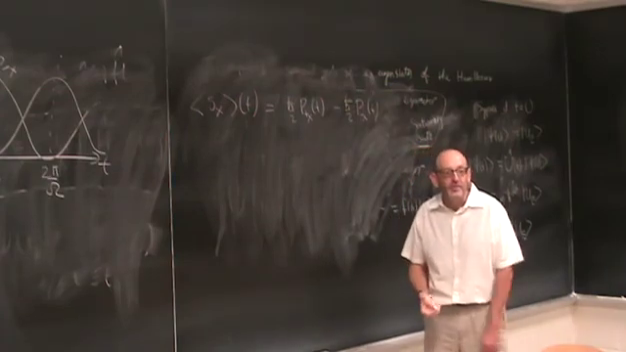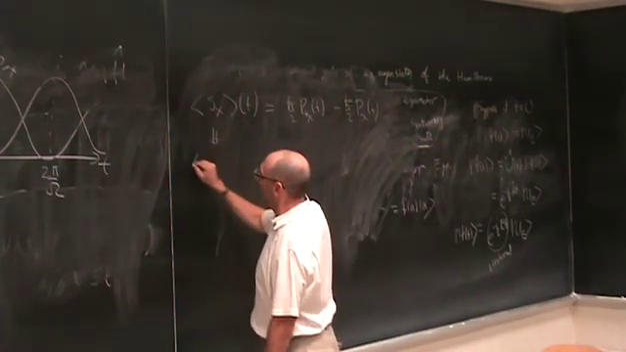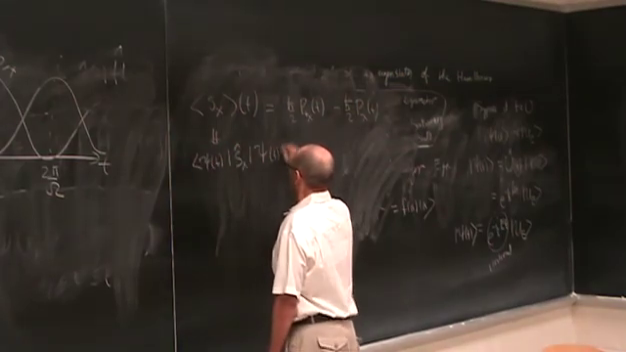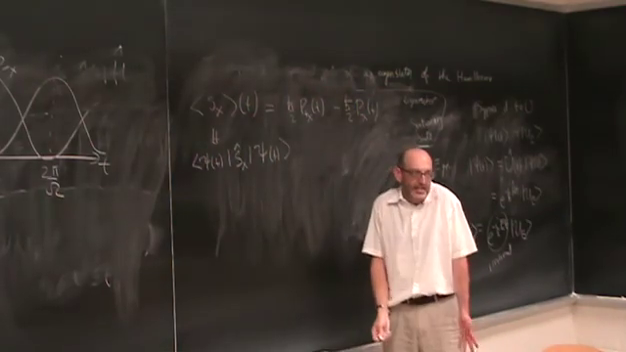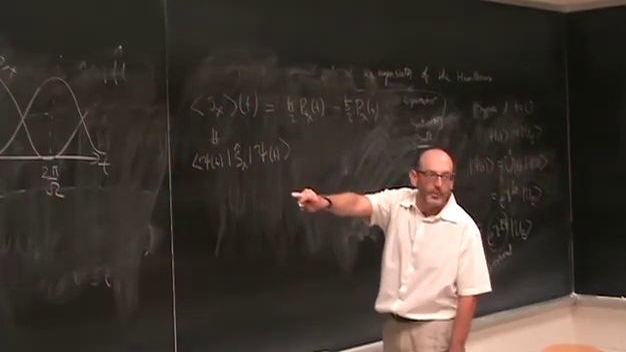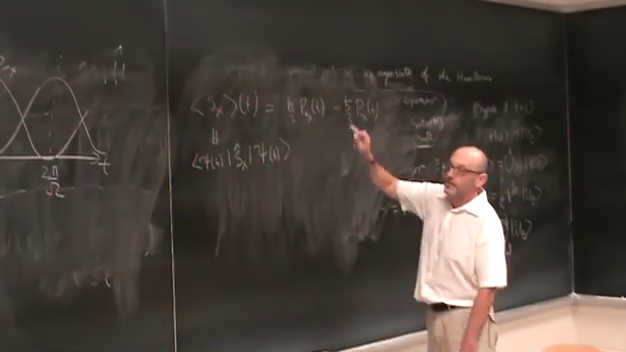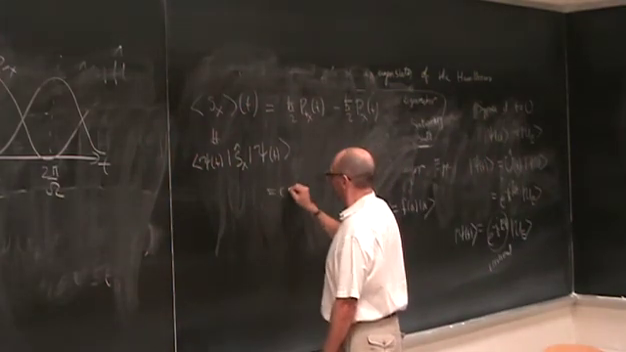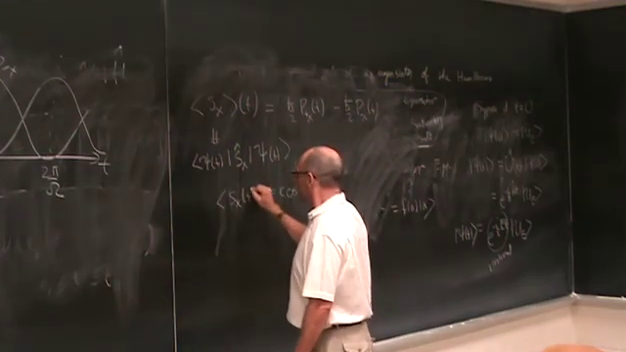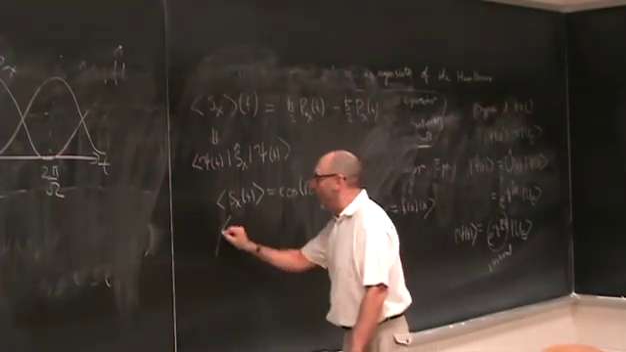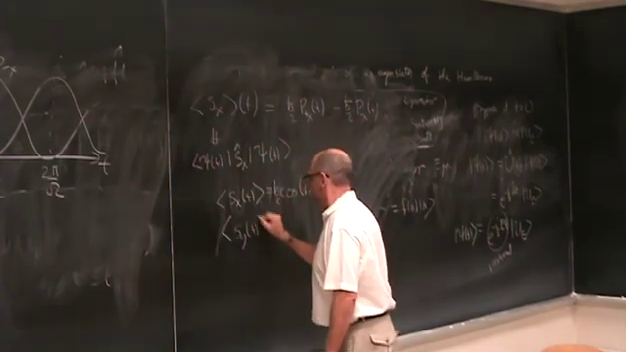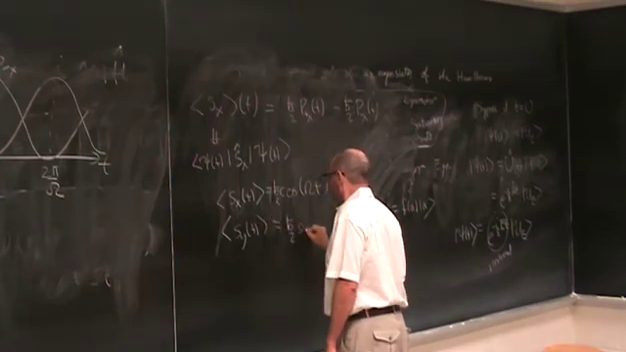There's lots of ways to do this problem. I could write it out more explicitly as this operator's matrix element, that's the expectation value. This is 1 plus cosine, and this is 1 minus cosine. So this is equal to cosine omega t times h bar over 2. The mean value of the spin along x is cosine. And the y component, if you did the same thing, you would find sine.